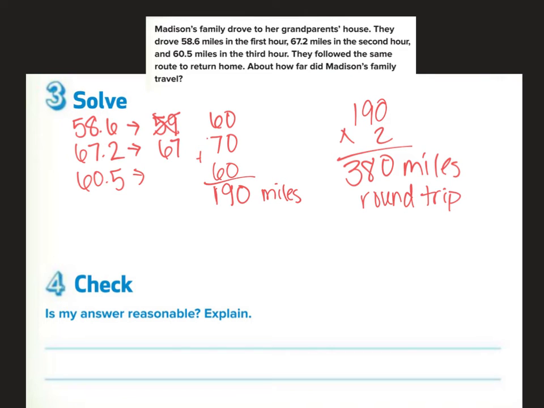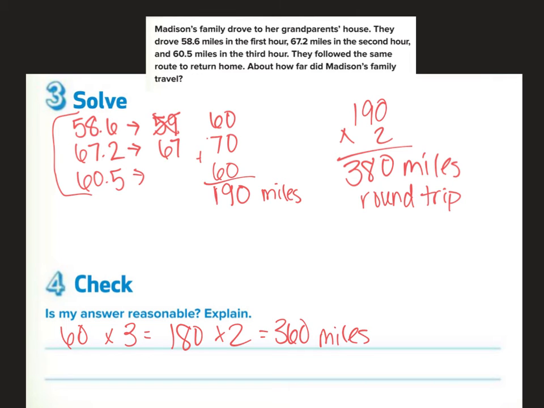So is my answer reasonable? Well, I guess here's what I'd do for this. I'd say, you know what, if I looked at these 3 numbers, they're all about 60. So if I took my average of 60 and I multiplied it by the 3, I'd get 180. And then if I multiplied that by 2, I'd get 360. So about 360 miles. That was a lot easier to do than this. And so then we could say 360 is about 380. So that checks out. Should probably put miles.